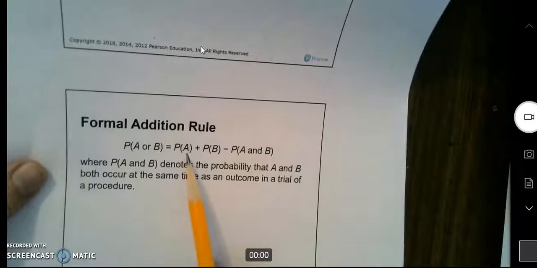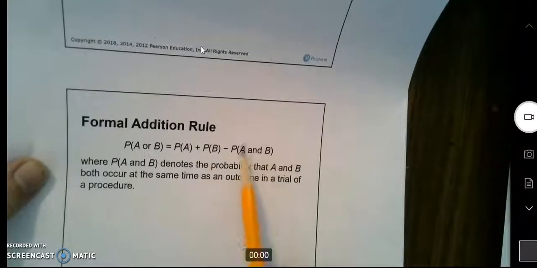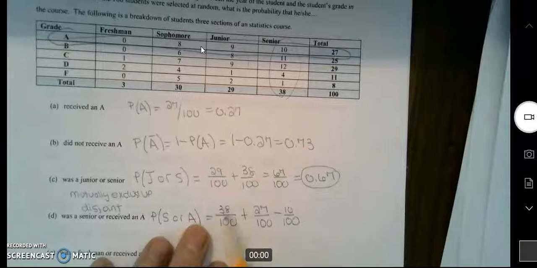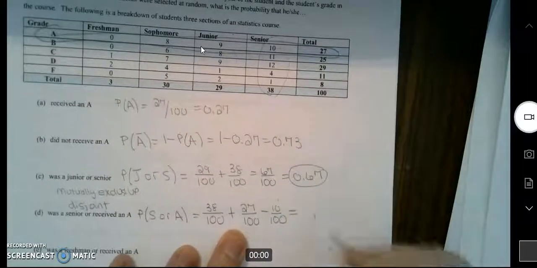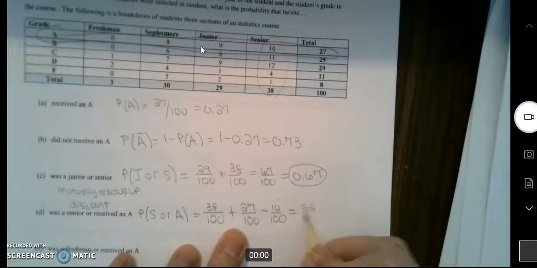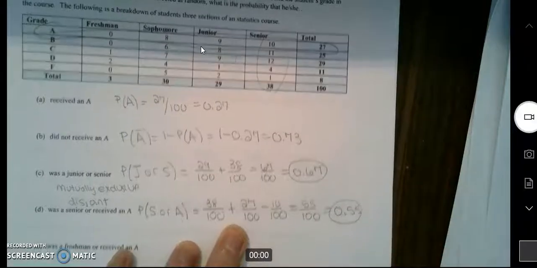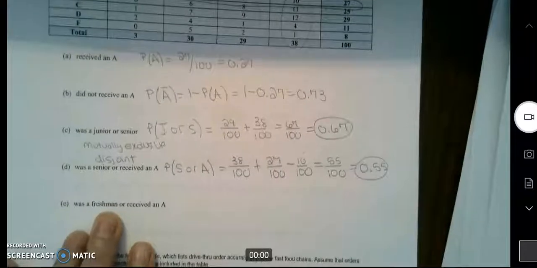Okay, so again, that's where this rule comes from. You take the probability of the first event plus the probability of the second event. You subtract what they have in common because it's added twice. Okay, if you add 38 and 27 and subtract 10, you end up with 55 over 100, which is 0.55. Okay, I'm going to have you guys try this one, and then we'll come back and finish it.